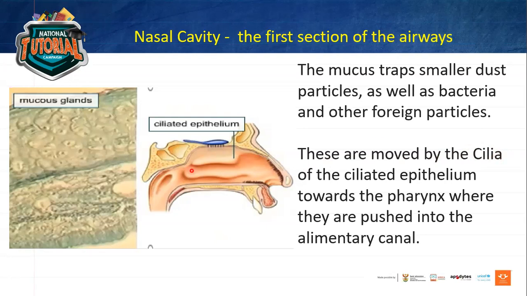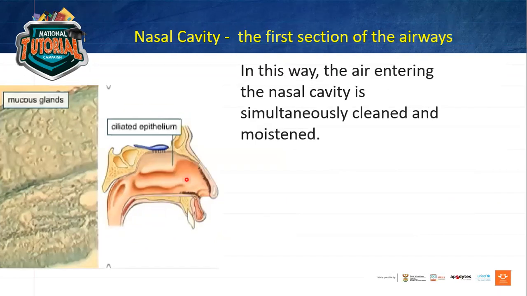Where do you find the cilia? The cilia are those of the ciliated epithelium here. Then it is moved towards the pharynx, where they are pushed to the alimentary canal. This is the alimentary canal. So it will pass by the pharynx over here, and then down to the alimentary canal. That's the movement. In this way, the air that is entering the nasal cavity will be cleaned and moistened.